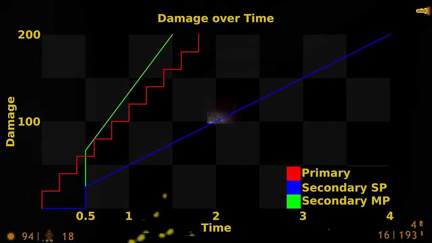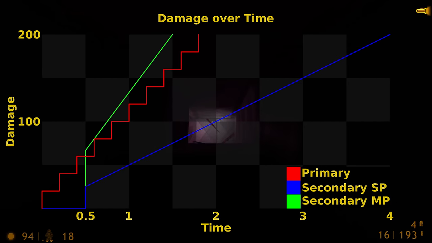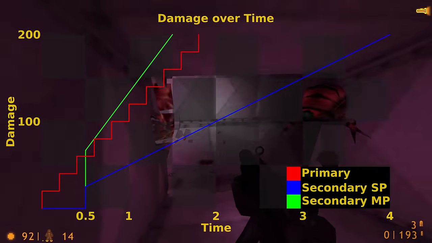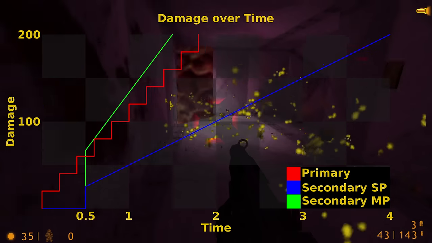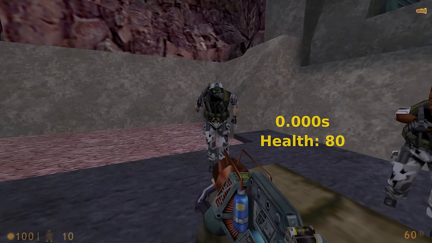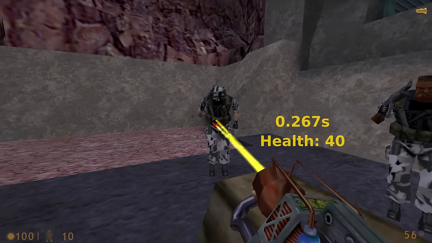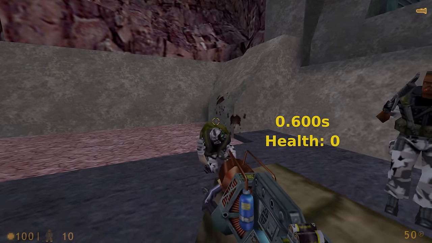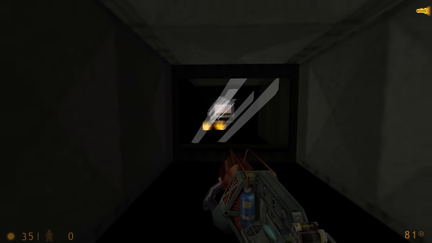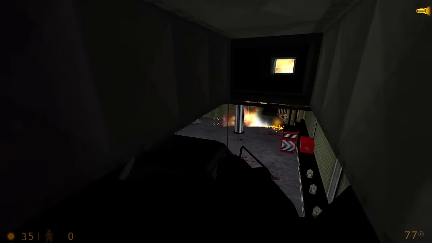When put this way, it looks like the primary fire is clearly superior in single player, but we haven't yet mentioned cover. The tau cannon can be charged up while in cover. Consider an HECU grunt at full health, 80 on hard. With the primary fire, it would take 4 hits to kill, or 0.6 seconds. The 0.2 delay on the final shot wouldn't matter because the enemy would already be dead. The entire time, you would be exposed.